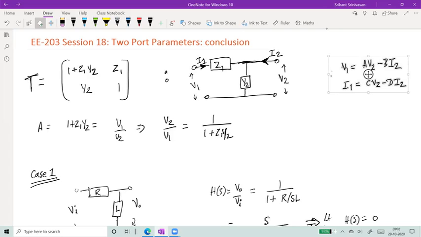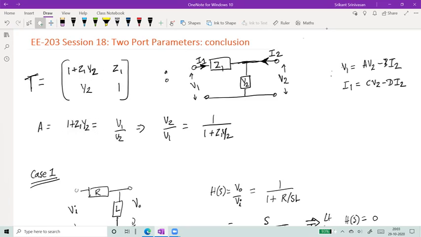And using that, we found out that the transmission matrix for a network which has a series component of impedance and a shunt component of admittance could be given by this formula, which is 1 plus Z1 Y2, Z1, Y2, and then 1 in the bottom corner. This is the ABCD matrix. So the first term A is now 1 plus Z1 Y2.